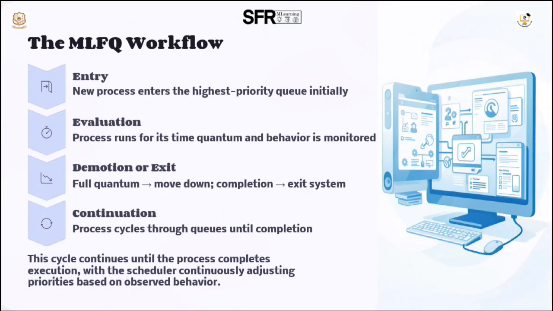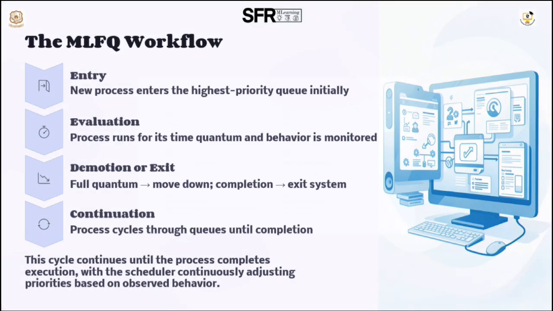The MLF queue workflow. The first step is the entry: a new process enters the highest priority queue initially. Second is the evaluation: the process runs for its time quantum and its behavior is monitored. Next is demotion or exit: if it uses the full quantum, the process moves down; on completion it exits the system. Then continuation: the process cycles through queues until completion. This cycle continues until the process completes execution, with the scheduler continuously adjusting priorities based on observed behavior.